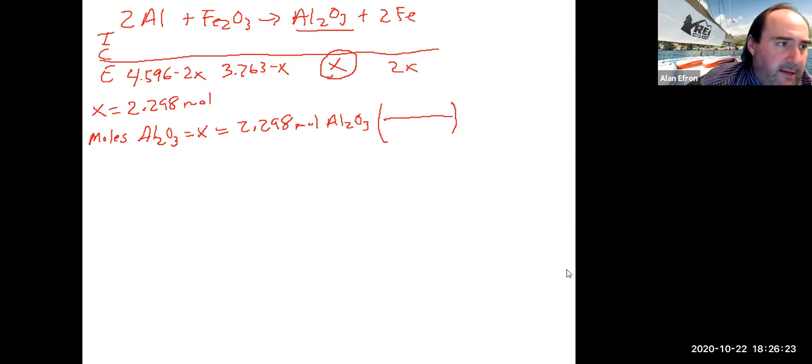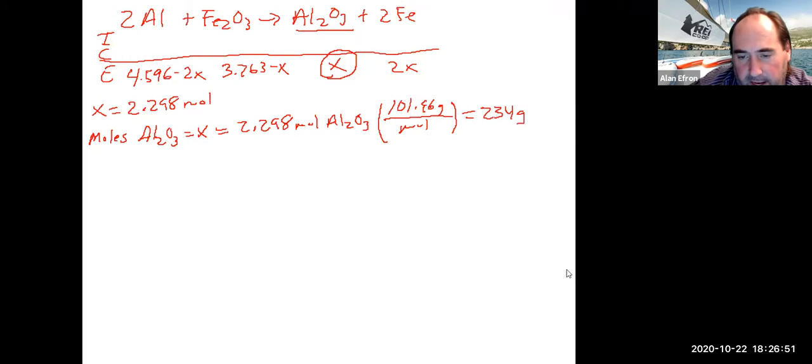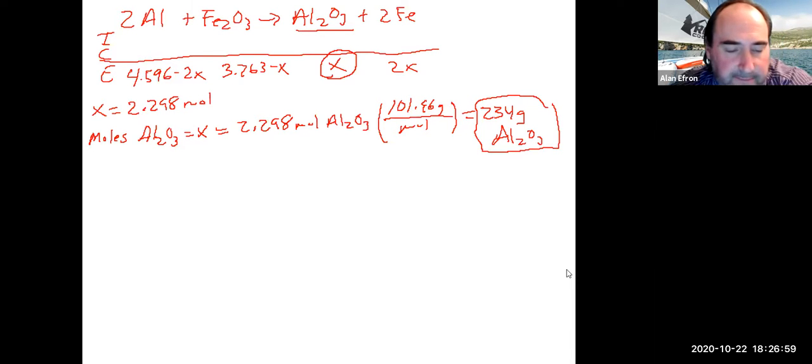So we would go to the periodic table, and that is 2 times 26.98 for the aluminum, plus 3 times oxygen, 16, gives us 101.96 grams per mole of aluminum oxide, again from the periodic table. And we times that by our 2.298, tells us that we have produced here 234 grams of aluminum oxide. That would also be known as the theoretical yield of aluminum oxide in this reaction.